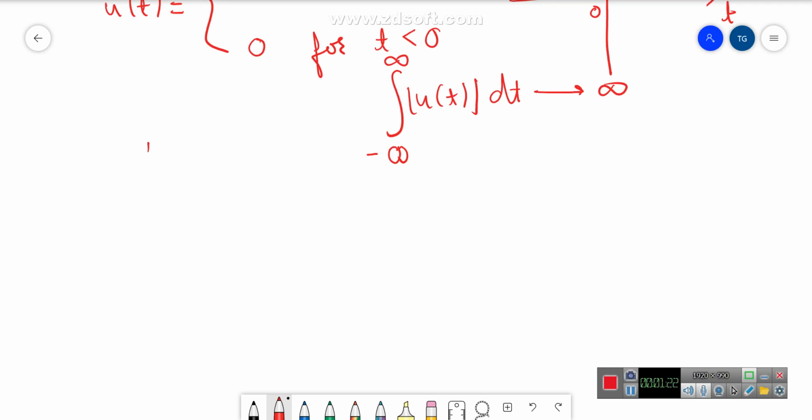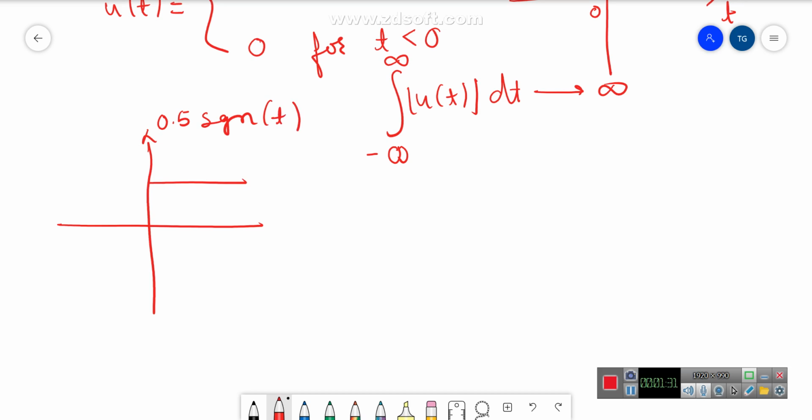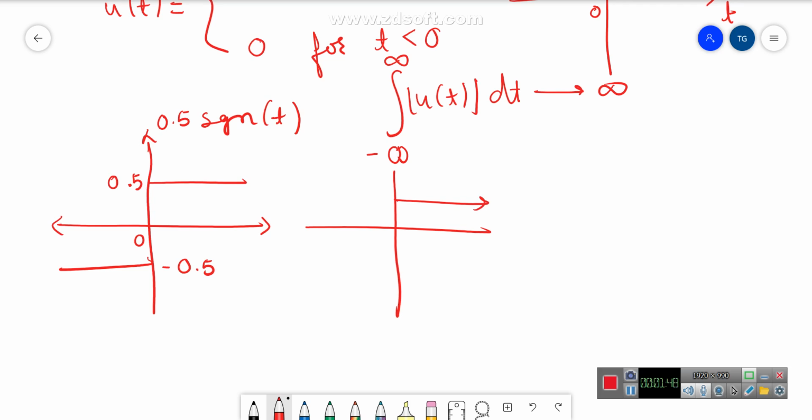signum function. Let us consider a signum function. So this is my 0.5 signum of t, so signum of t is multiplied with 0.5. So this becomes minus 0.5 for t less than 0 and 0.5 for t greater than 0. And we know this is my u of t.